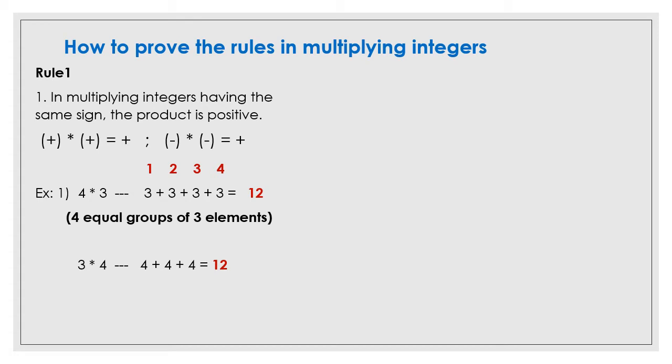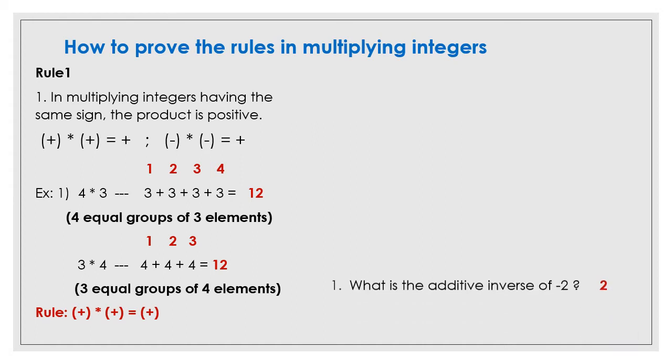Then we have 3 times 4. Ito ay kabaliktaran nitong 4 times 3. This means may tatlong equal groups of 4 elements tayo. Kaya we have 1, 2, 3. So, 4 plus 4 plus 4 equals 12.